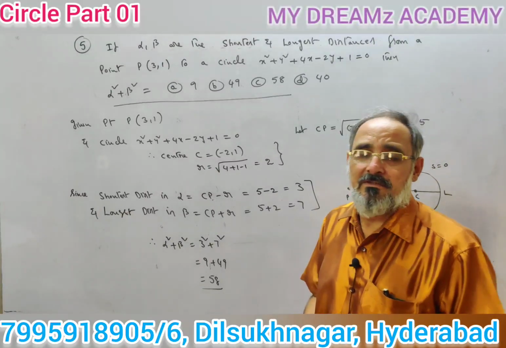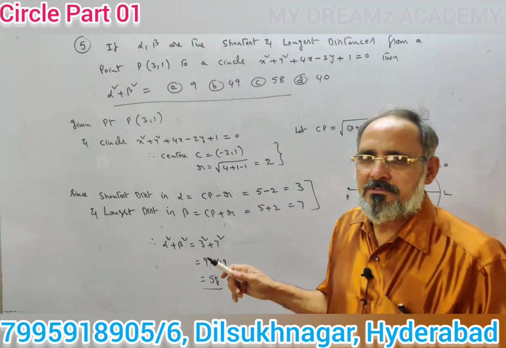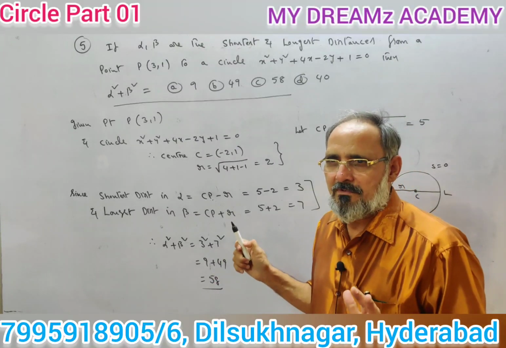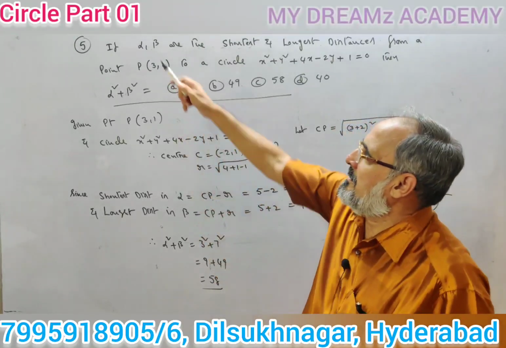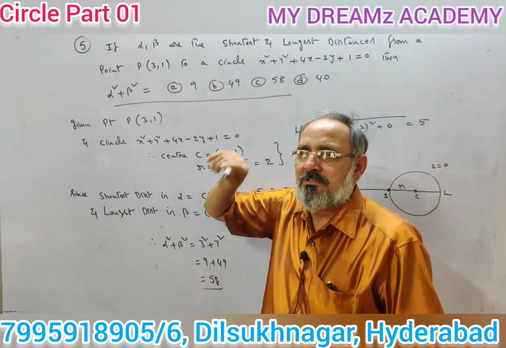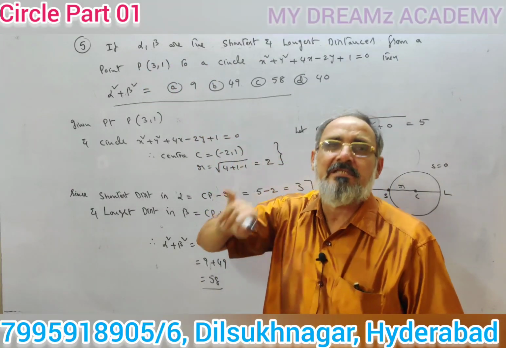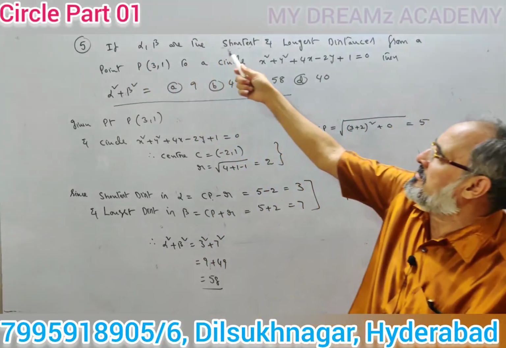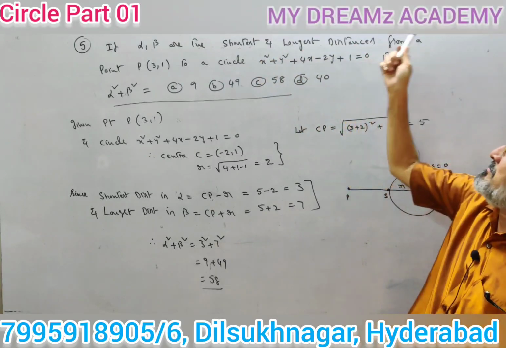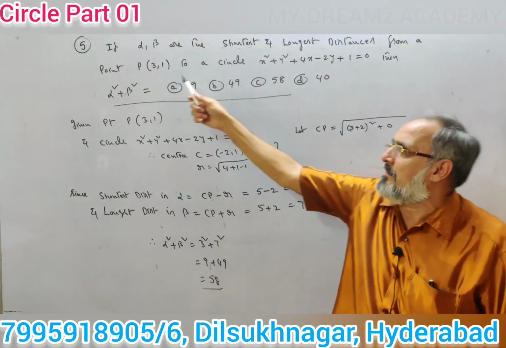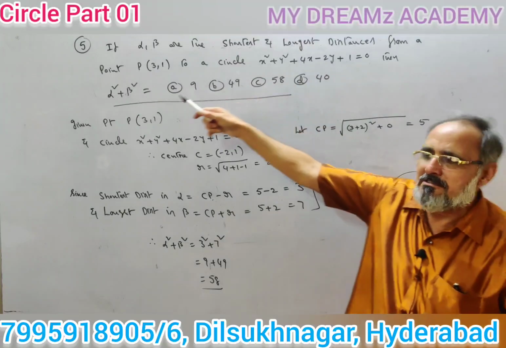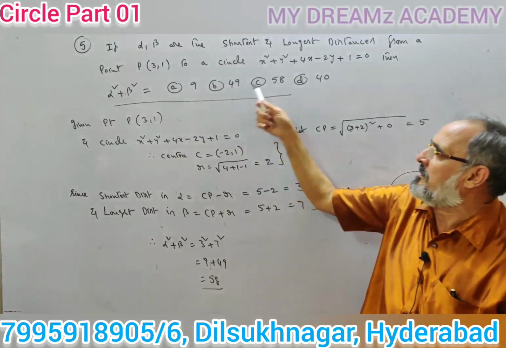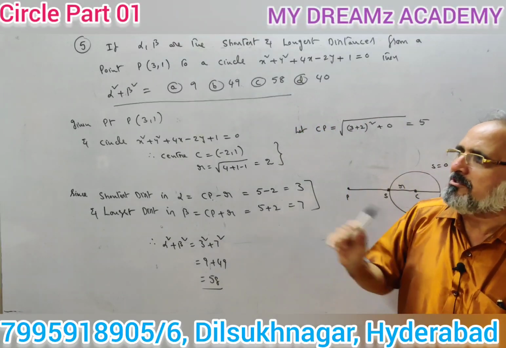Next application in this is how to find the shortest and longest distances of a circle from a point. In JEE Mains, they ask this type of question in integer type. How they convert it: if alpha, beta are the shortest and longest distances from a point P (3, 1) to a given circle, then what is alpha square plus beta square? The options given are 9, 49, 58, 40. How to start that one?